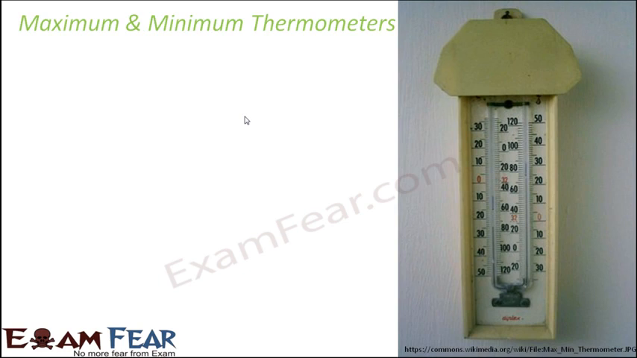So let us learn more about maximum and minimum thermometers. Here you can see the picture more clearly that it has got a U-shaped glass tube. If you see, this is the U-shaped glass tube. It is in the shape of the English alphabet U, right? And in this U-shaped glass tube, on both the sides, you have two separate temperature scales along each arm of the U. If this is your U, this is one temperature scale and this is another temperature scale.